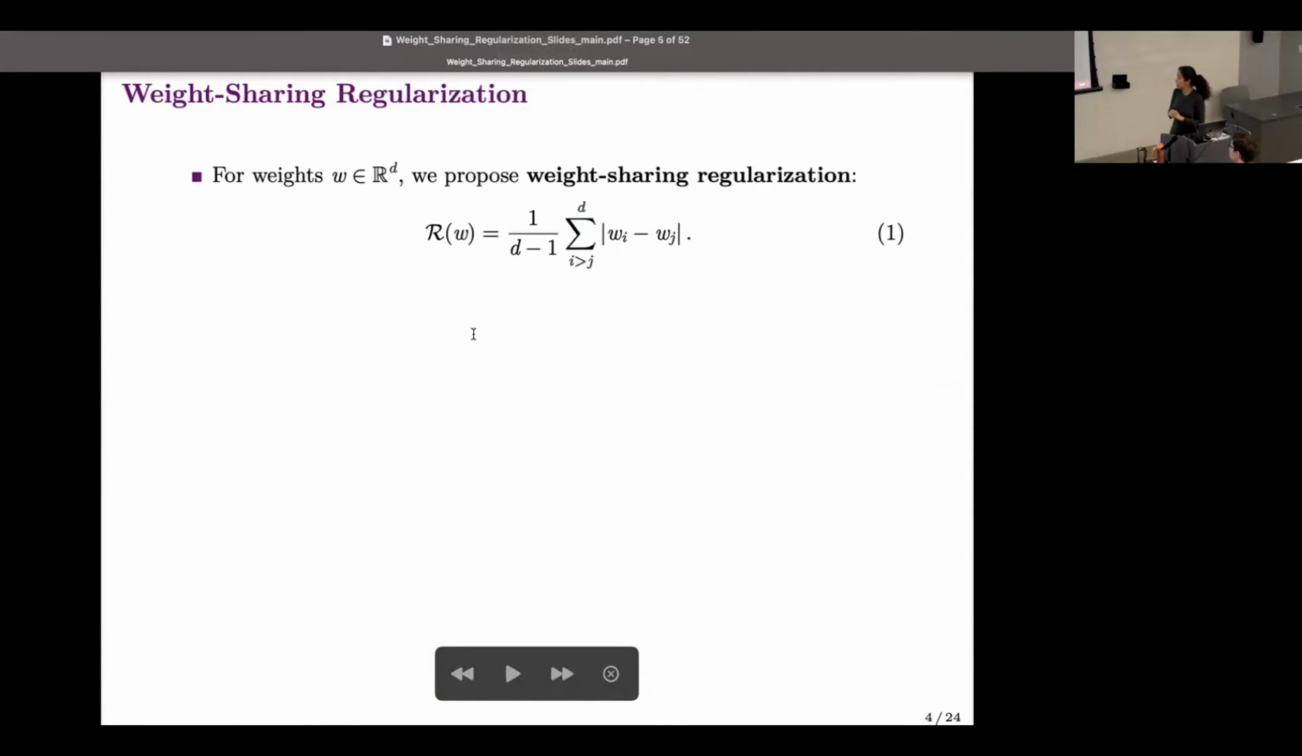Here is how it looks. So we are encouraging the W_i and W_j, each single weights in the network, to be close to each other. This is what we are adding to the loss, along with an L1 term. So we are minimizing the loss along with encouraging weights to be close, and encouraging weights to be sparse. The sparsity part, yes.